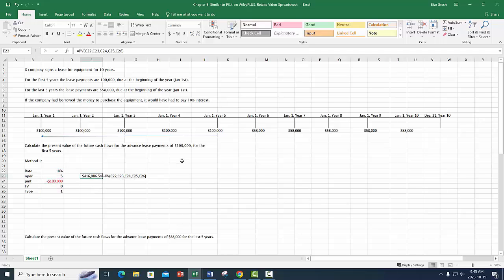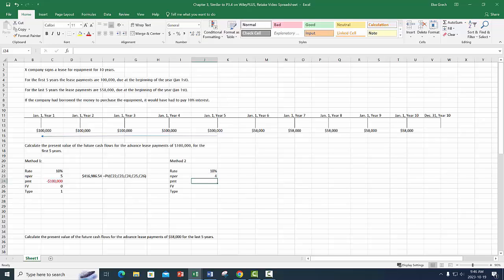Now, I can do a method 2. I'm going to do it over here. Now, I'm still going to have my rate, all the rest of it. For method 2, I'm going to recognize that I don't actually need to present value the $100,000, because the present value of $100,000 that I pay today is $100,000. I'm still going to use the rate of 10%. I'm going to use the number of payments as 4.